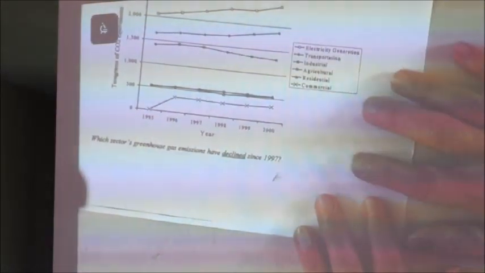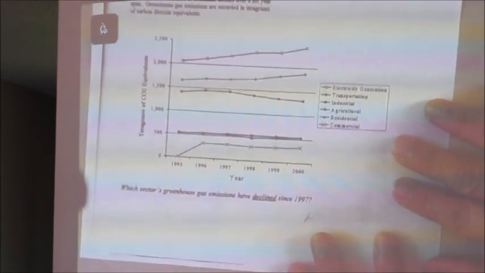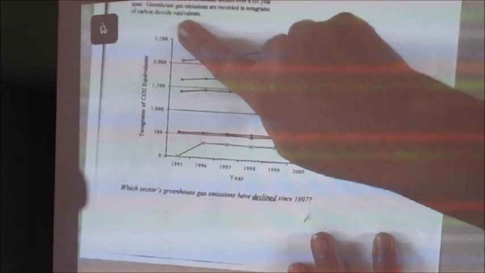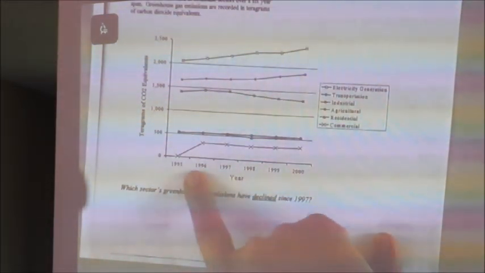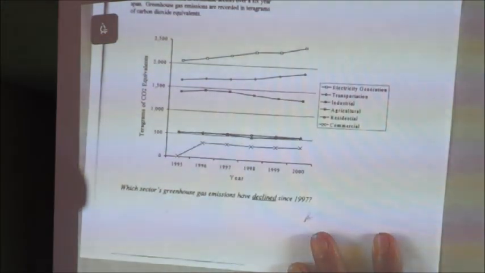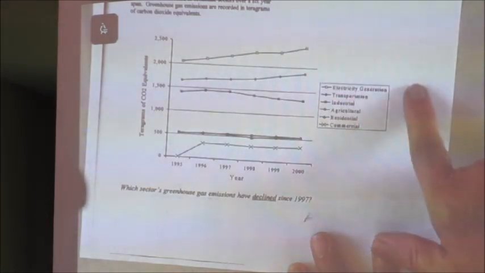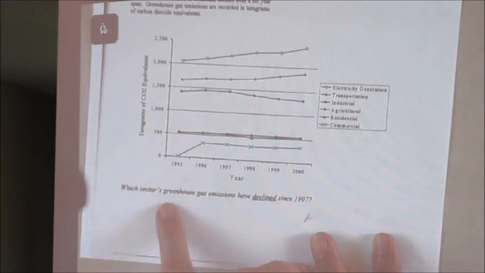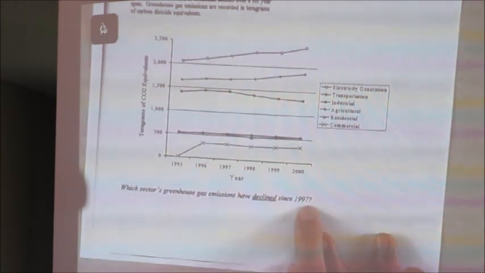In this graph here, they have plotted equivalent concentration of carbon dioxide on the y-axis, and on the x-axis this is the year, the time where they took the measurements of carbon dioxide concentration. And these are different sectors: electricity generation, transportation. And the question is asking you which sectors' greenhouse gas emissions have declined since 1997.